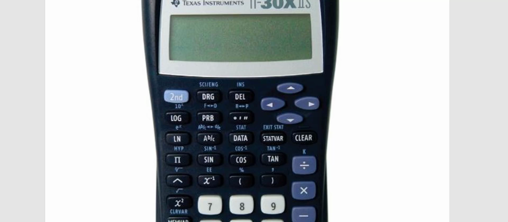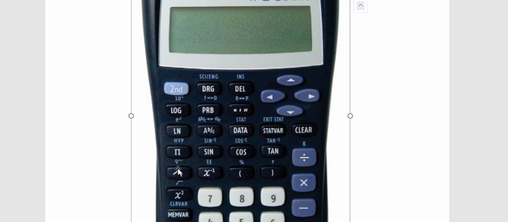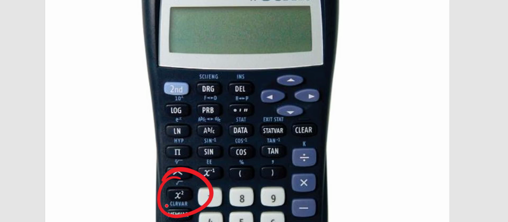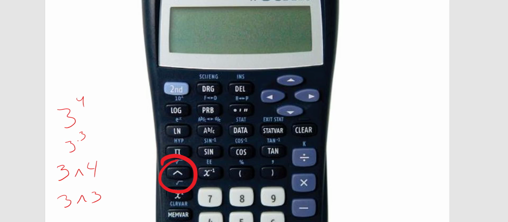You also have your squared button, which is this guy right here. That's squared. You're going to use that a lot. If I want to raise something to a power, like 3 to the 4th power, or 3 cubed, I'm going to use this little up arrow button right here. That's what you're going to put in there.